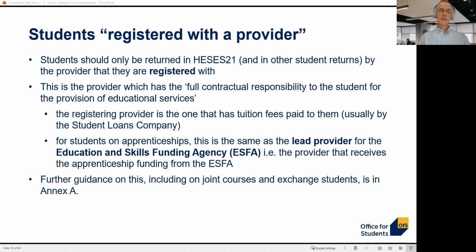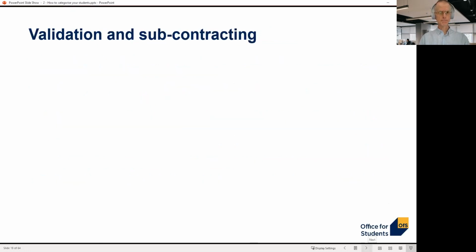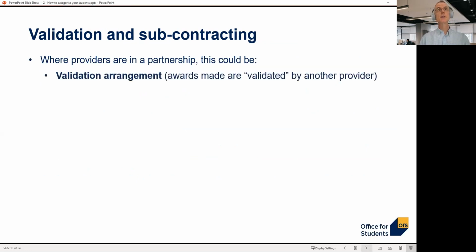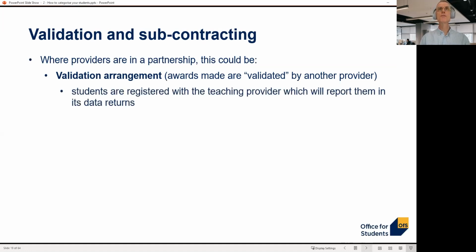Connected with this concept of registration is the idea of validation and subcontracting. So where providers are in partnership, this could be through what's known as a validation arrangement, where awards are made or validated by another provider, hence the name, that has degree awarding powers. And the student is registered with a teaching provider who will report them in its data returns.